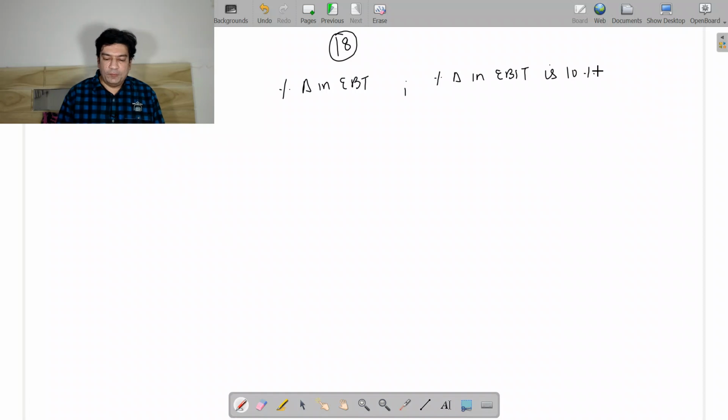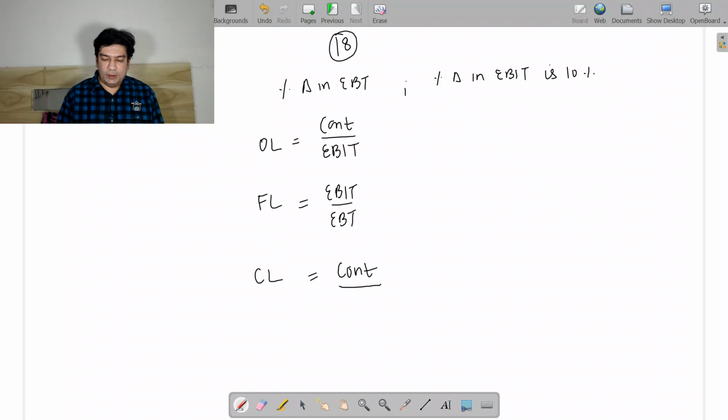Now what you have to do is you have to know the entire formula. So you need to know the formula for operating leverage, financial leverage and combined leverage. So operating leverage, we have contribution divided by EBIT. Financial leverage, we have EBIT divided by EBT. And combined leverage, we have contribution divided by EBT. So this is the formula which we know.